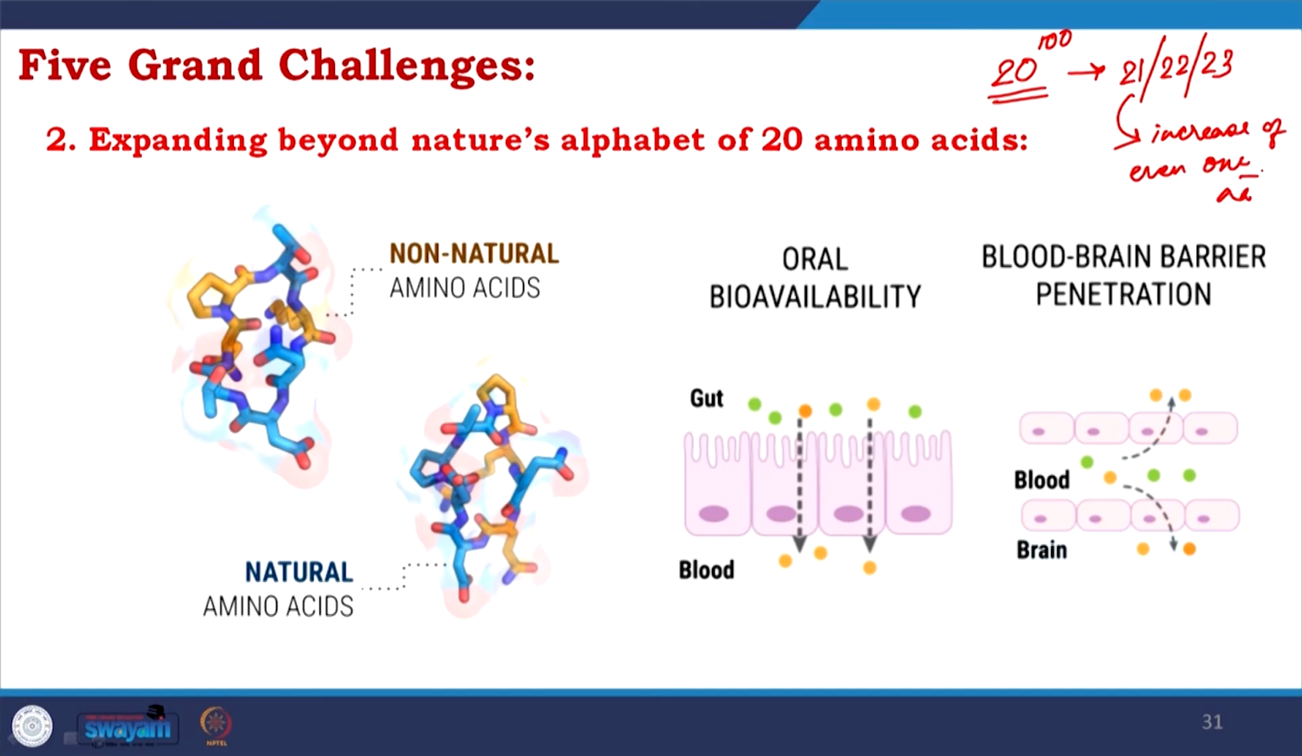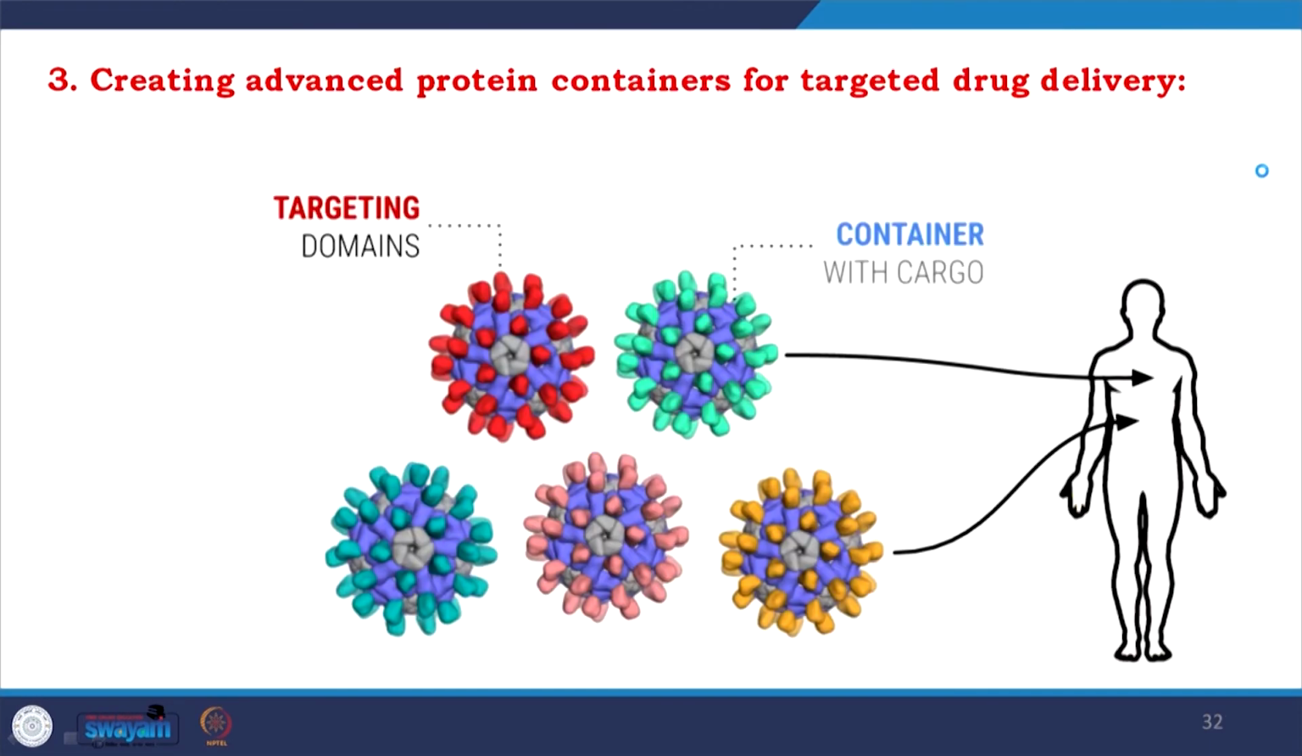That is what they are doing. They are taking unnatural or non-natural amino acids. They are creating advanced protein containers for targeted drug delivery. So, you have target domains, they take them so that they could target a particular region and then fill the inner with drugs which they want to be delivered there.